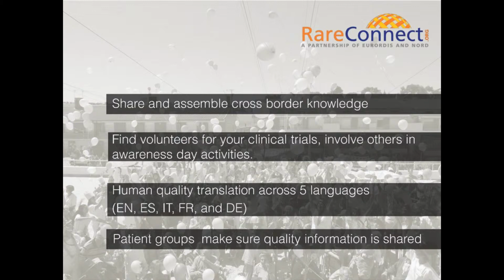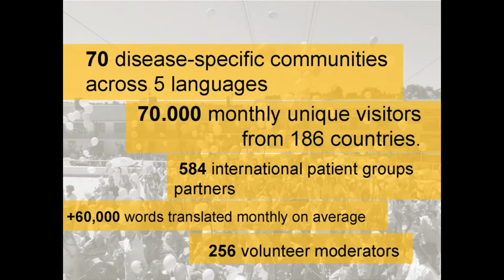All these 70 RareConnect communities are different from each other. Some of them are more active and others aren't so active, but they all have in common that they are available in 5 languages, and Portuguese will soon be the 6th language, that the community has a human quality translation service in the forum and in all the comments, that all the communities are moderated by patient representatives, and that patient groups are involved to make sure quality information is shared.